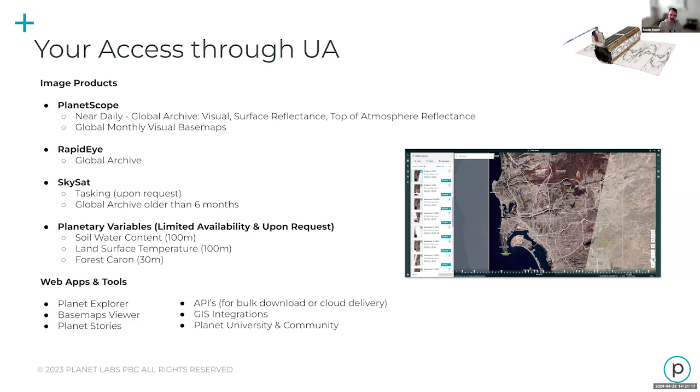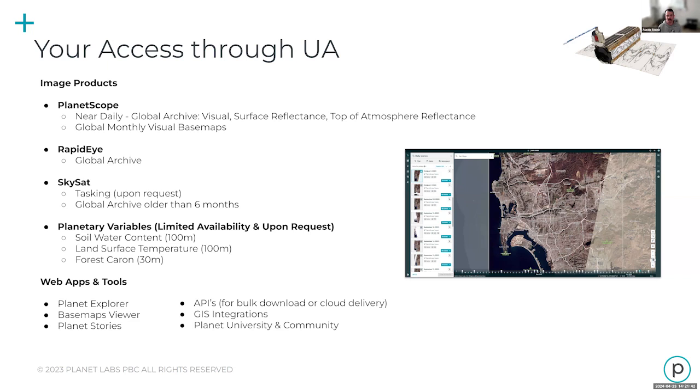4 spectral bands historically, but 8 bands since 2022. So that's more recent. And this includes the global archive. We have visual data products, we have surface reflectance data products, as well as top of atmosphere reflectance. So depending on your needs, we have access to those.